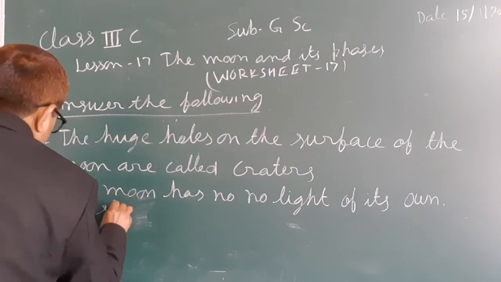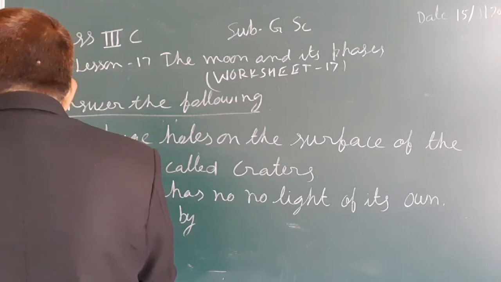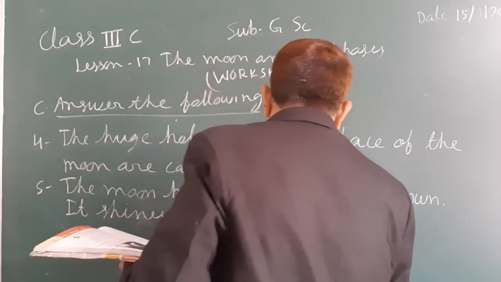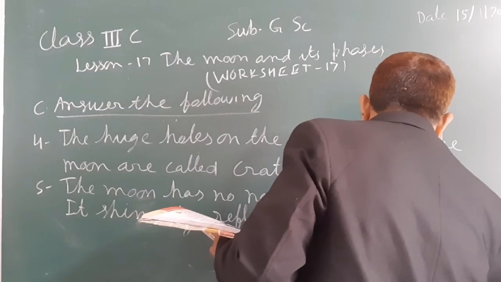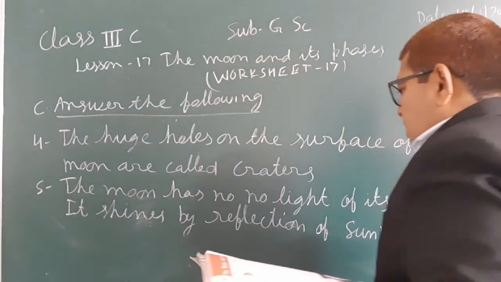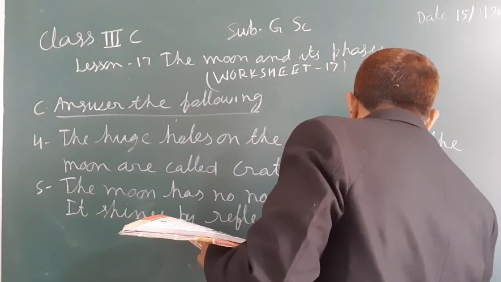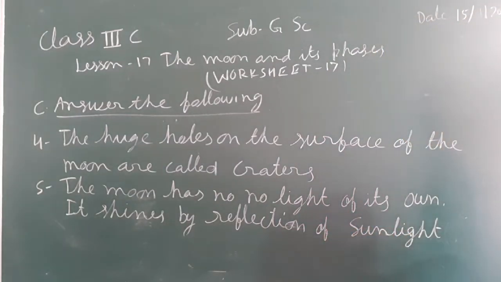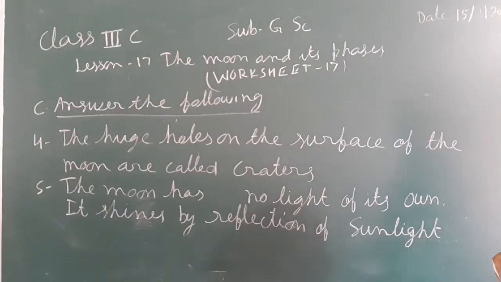It shines by reflection of sunlight. So the moon has no light of its own. It shines by reflection of sunlight.